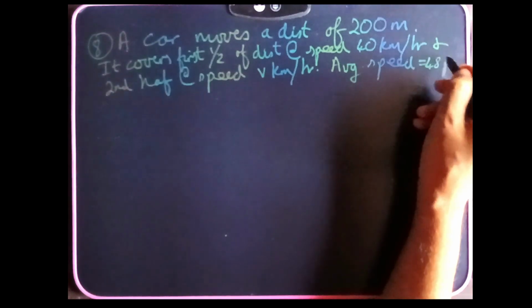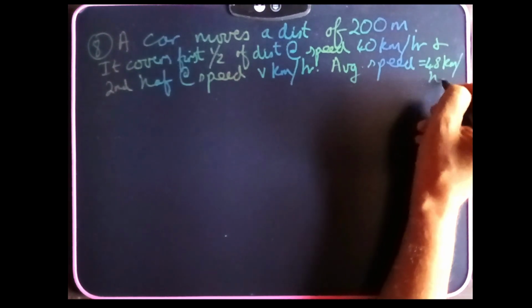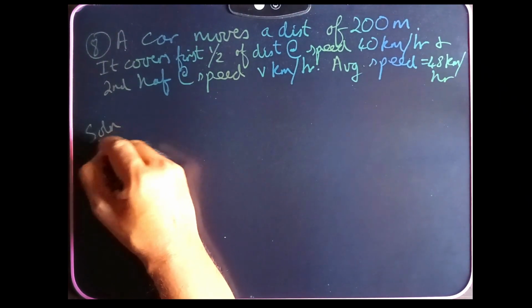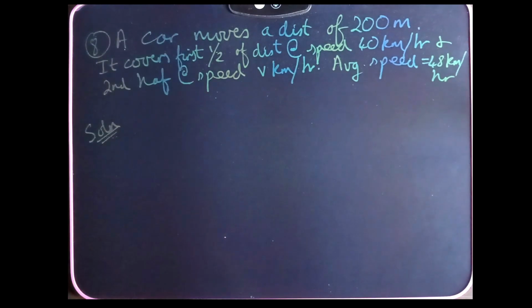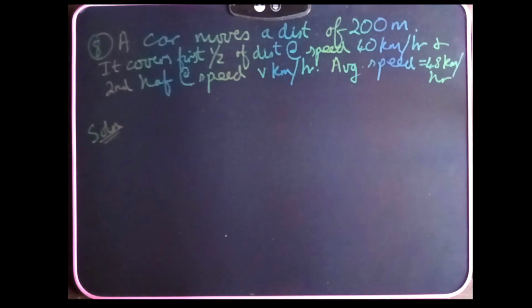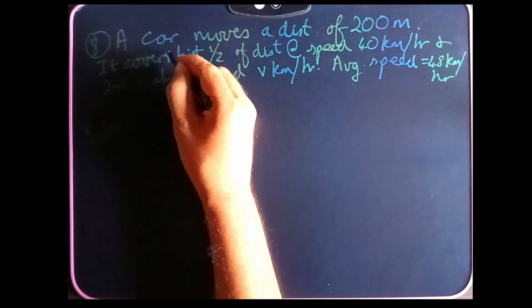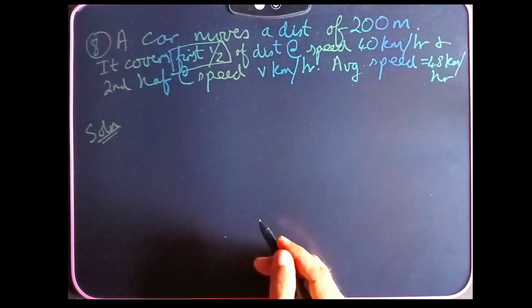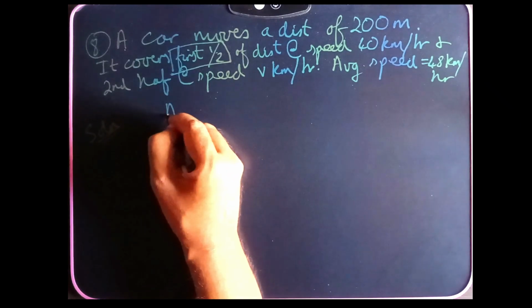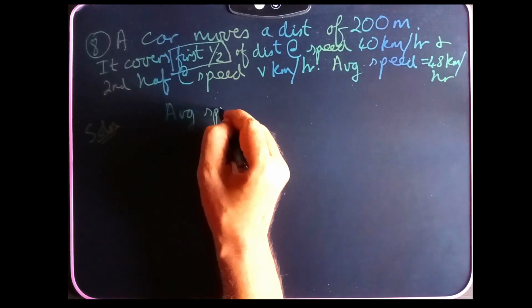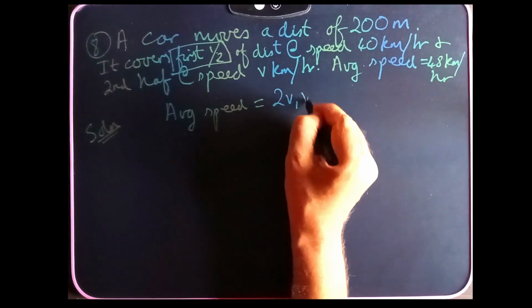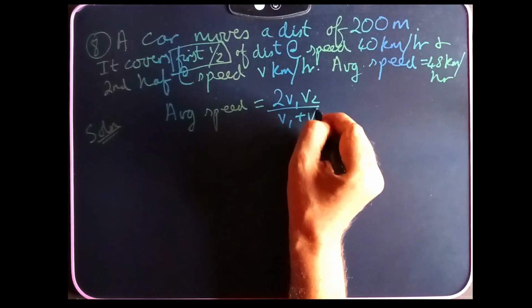Average speed is 48 kilometer per hour. So try to solve it here. It is clear here that the distance is equal, right? Because it's mentioned here the first half. That means the other half means the distance became equal. And for equal distances, the average speed formula, where velocities are different, is 2 times v1 v2 divided by v1 plus v2.